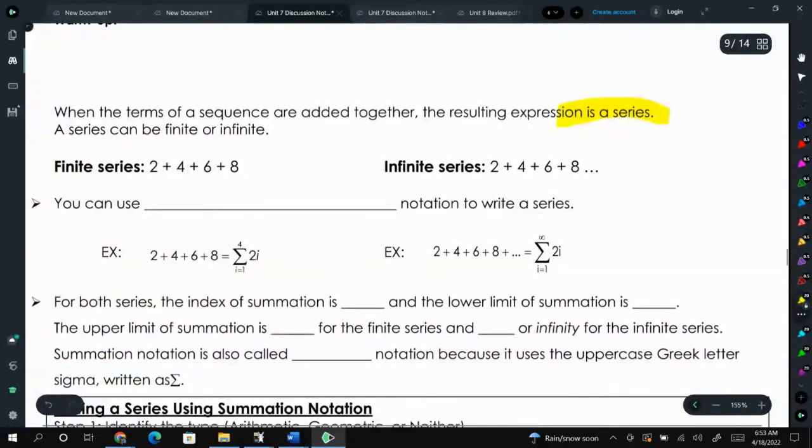And we have two types of series, just like how we had two types of sequences, or we had more than two types of sequences, but we had finite sequences and infinite sequences. We have finite series and infinite series. And again, these three dots mean that it's infinite.